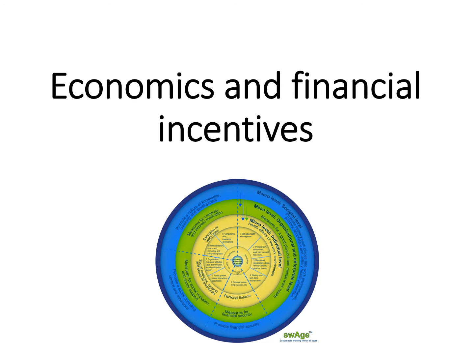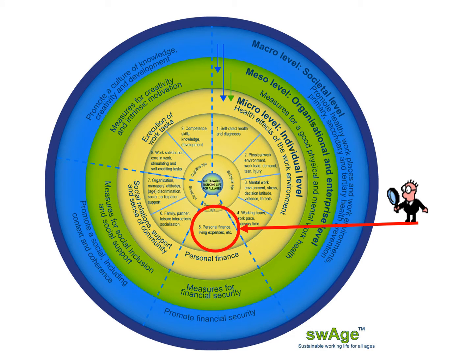Economics and financial incentives. Economics and financial incentives is the fifth determinant area that is of importance to whether we want to and are able to work, and is part of the determinant sphere of the personal financial situation.